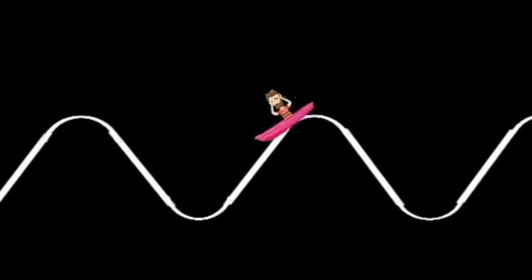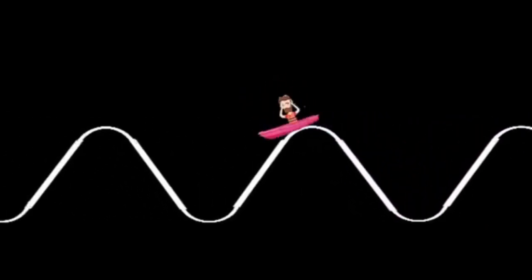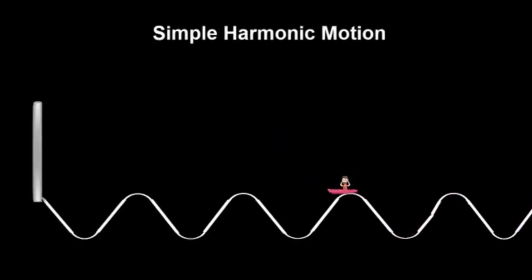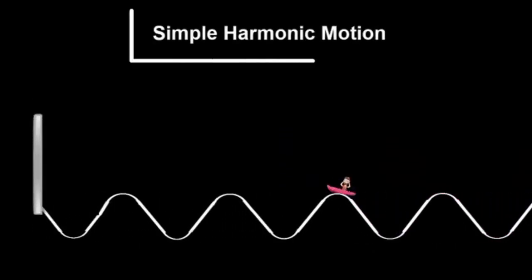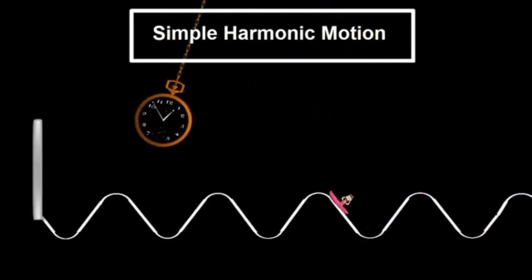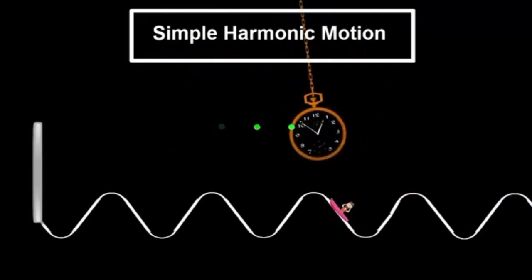But the boat's up and down speed changes, and you can see that it's moving fastest in the middle of its cycle. This cyclic type of movement is called simple harmonic motion, and we'll cover that later. A pendulum is another example of simple harmonic motion, although it moves horizontally instead of vertically.